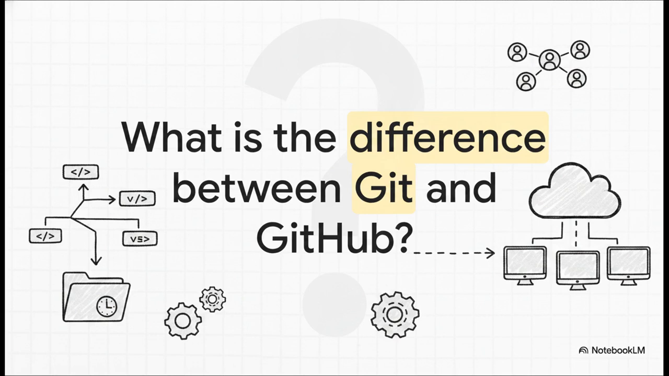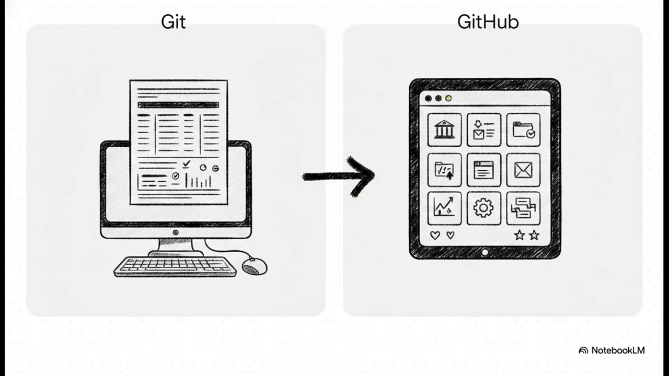They work super closely together, but they are absolutely not the same thing. Think of it this way. Git is a version control system that lives entirely locally, right on your computer. It's kind of like a super detailed bank statement that tracks every single code transaction you make on your hard drive, when a file was added, deleted, or modified.